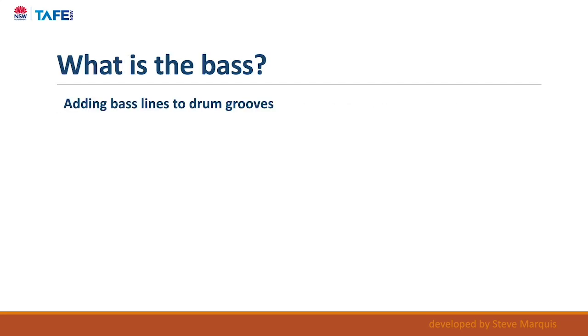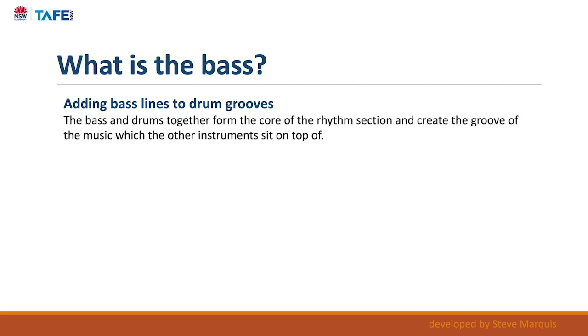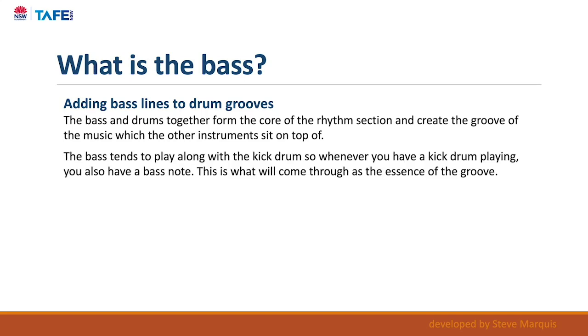So when we talk about adding bass lines to drum grooves, there's a few things that we need to get on top of. The bass and drums together form the core of the rhythm section and create the groove of the music which the other instruments sit on top of. And one of the fundamental ways that the bass and drums do that is that where the bass plays is often tied in with where the kick drum plays. And they work together because they are in the same low frequency range, so they really serve to accent or bind that part of the rhythm together. And this is what will come through as the essence of the groove.